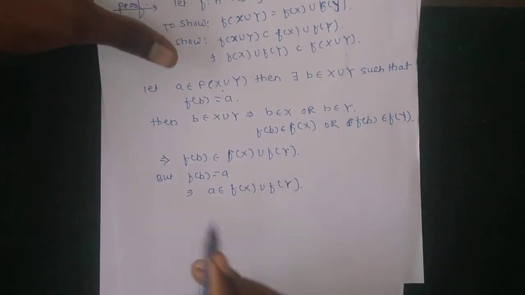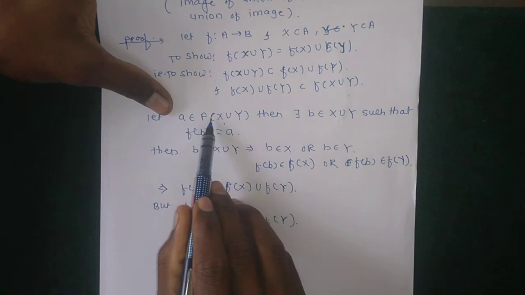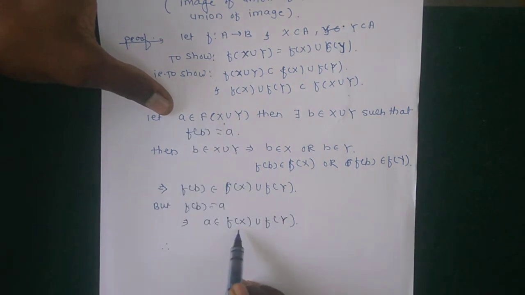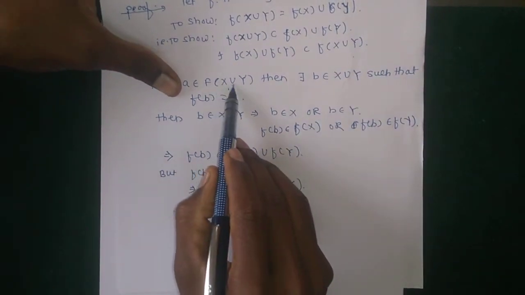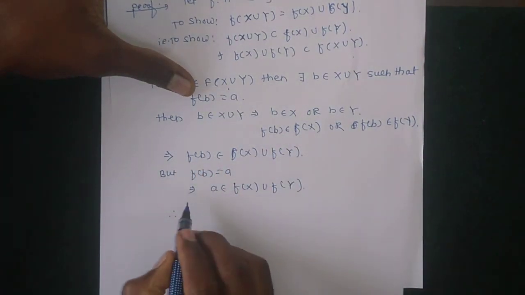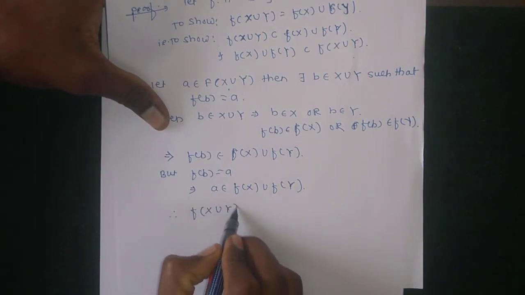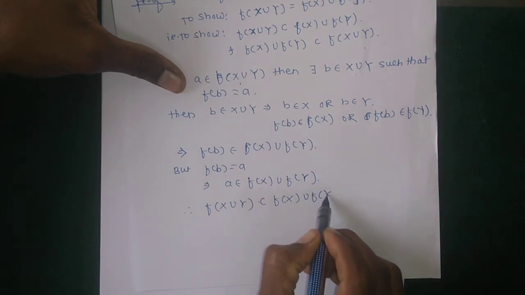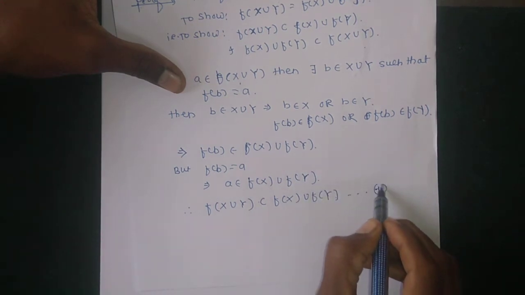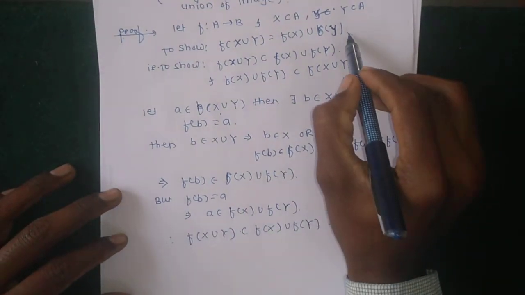Okay, and therefore a, the element of f of x union y, belongs to f of x union f of y, which means that f of x union y is a subset of this set. Therefore f of x union y is a subset of f of x union f of y. This is the first part. Okay, so the first part is proved.